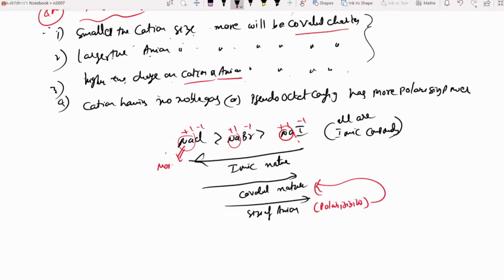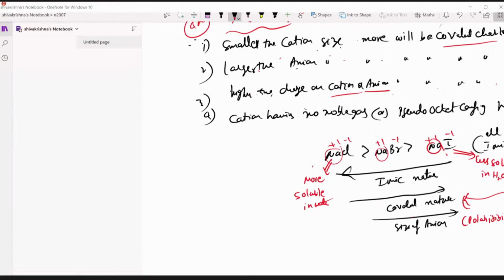Therefore NaCl is more soluble in water, and that's why NaI is less soluble in water. Correct or wrong? Understood the reason? I think today I have given the explanation for you. Anyone have any doubt?